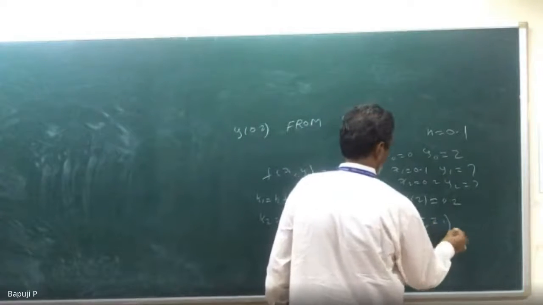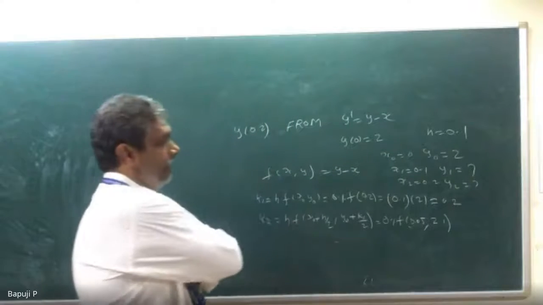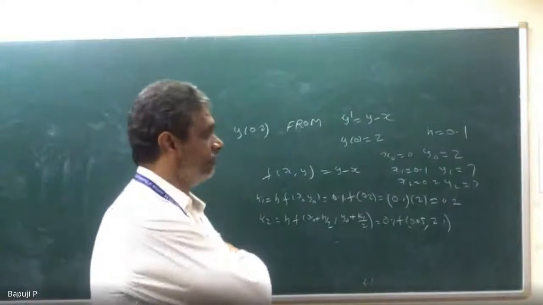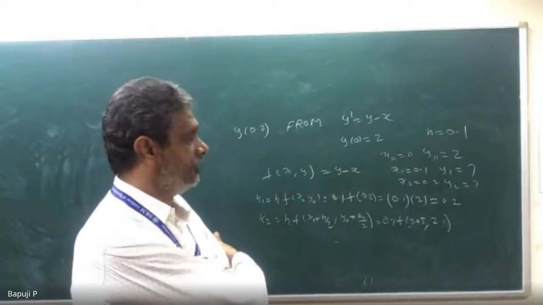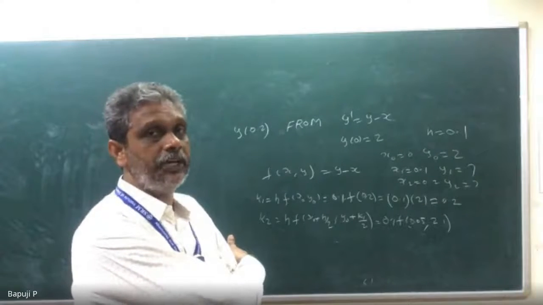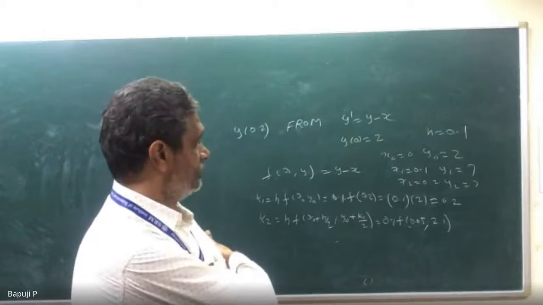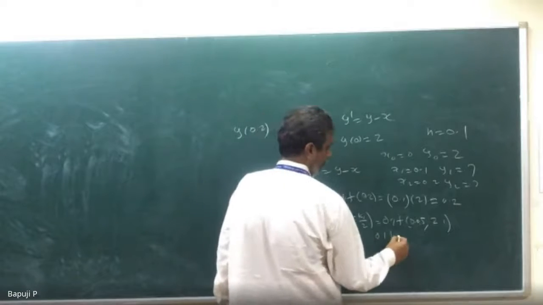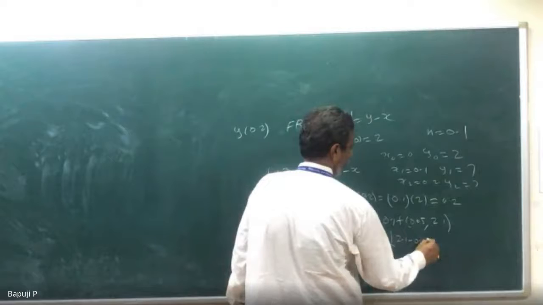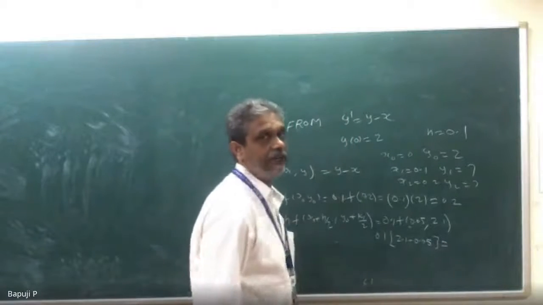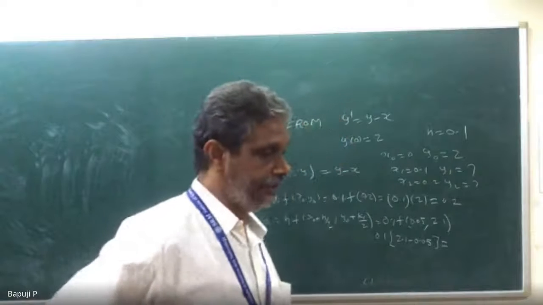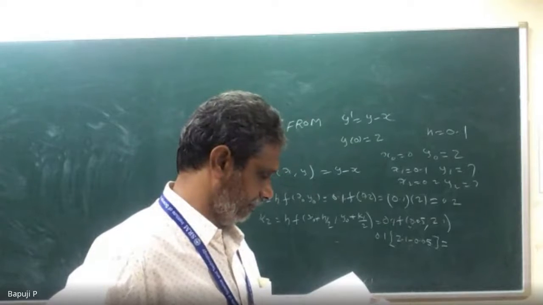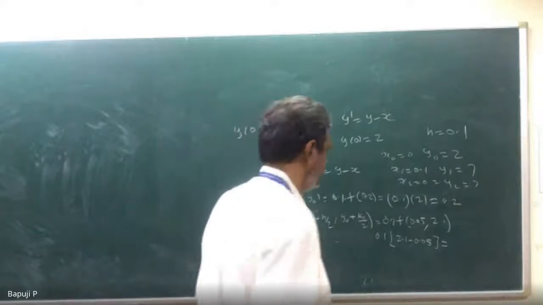Now the function value I want to find out at f of 0.05 comma 2.1. X value is 0.05, y value is 2.1. Now what is my function? Y minus x. Now what is the value? Find out using calculator. Don't sit idly. 2.1 minus 0.05, what do you get? Into 0.1.